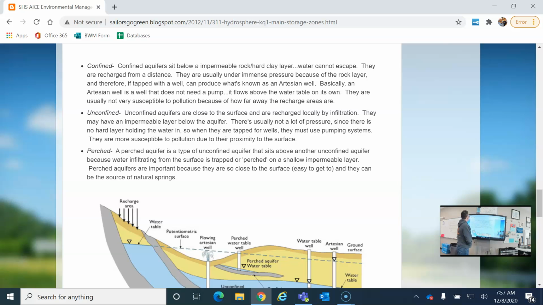These types of confined aquifers aren't usually susceptible to pollution because of how far away the recharge areas are. However, they're harder to get to.